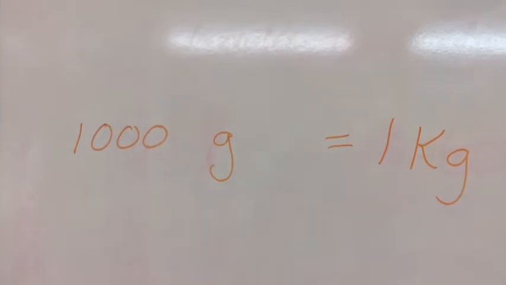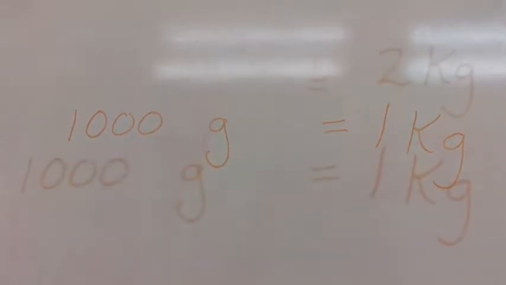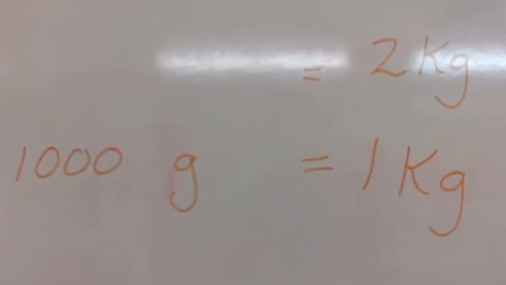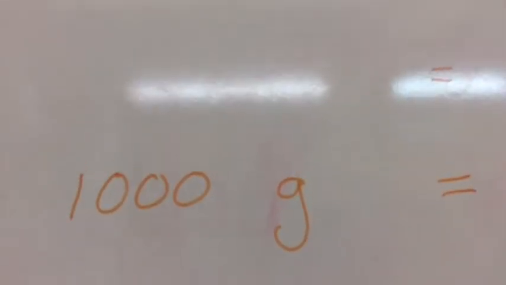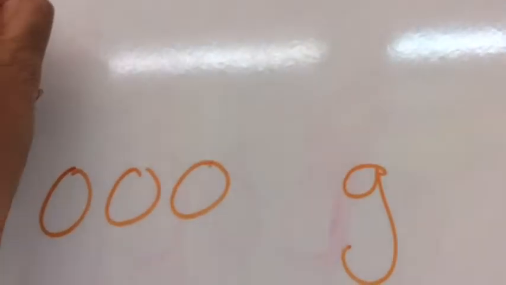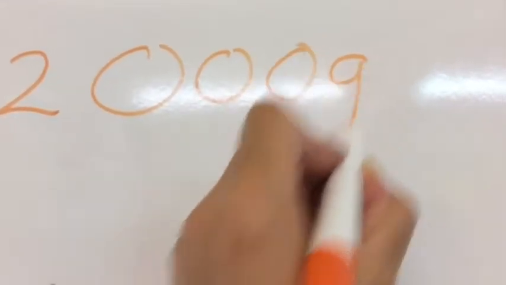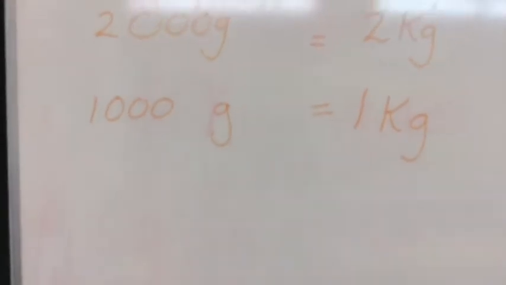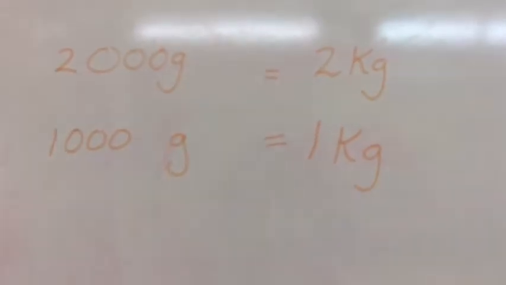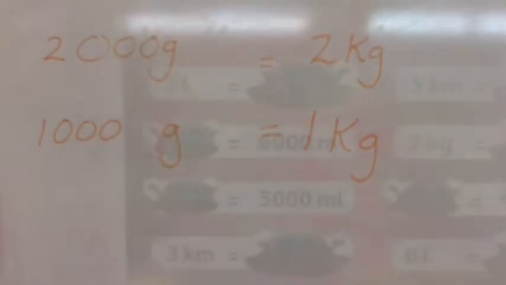How many grams in 2 kilograms then? If you've multiplied the kilograms by 2, just multiply the grams by 2. 1,000 would become 2,000 grams. How many grams would there be in 8 kilograms?